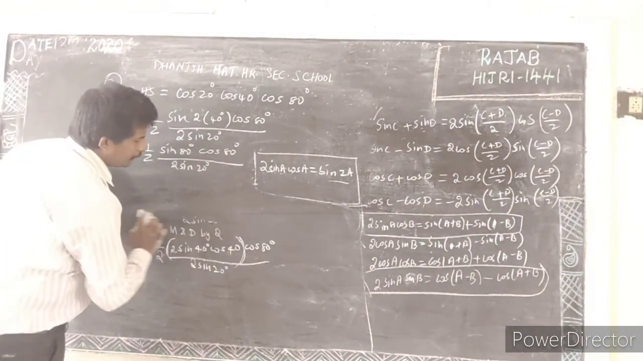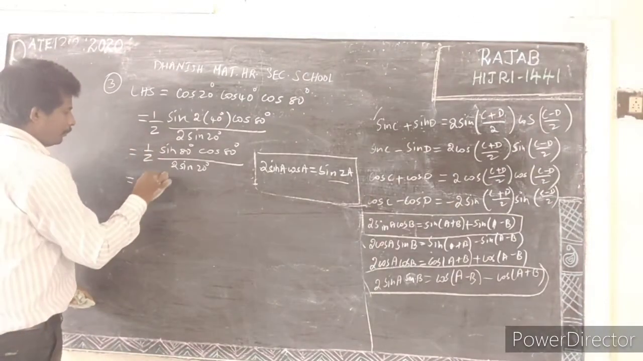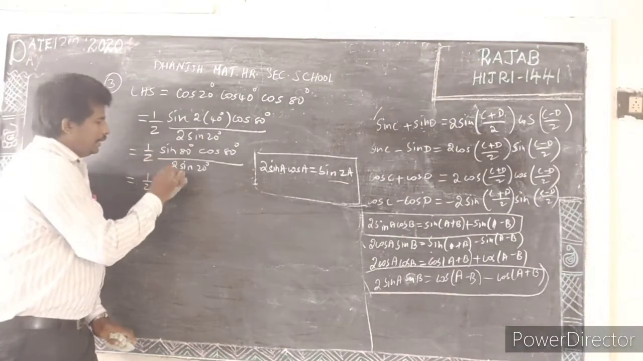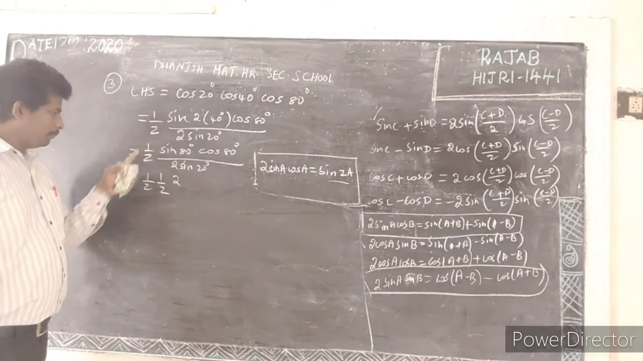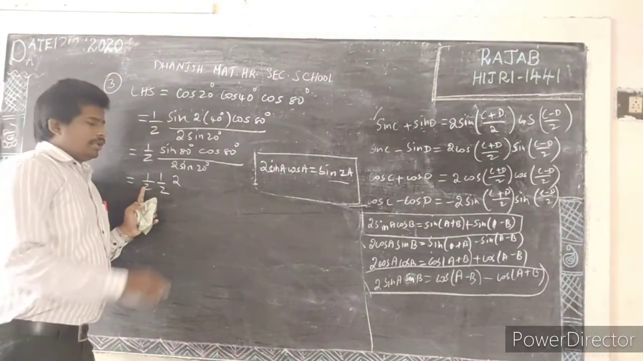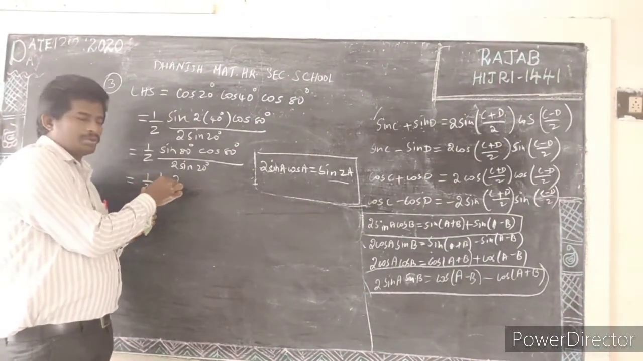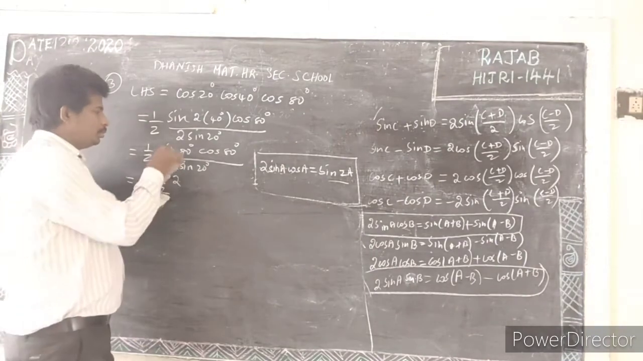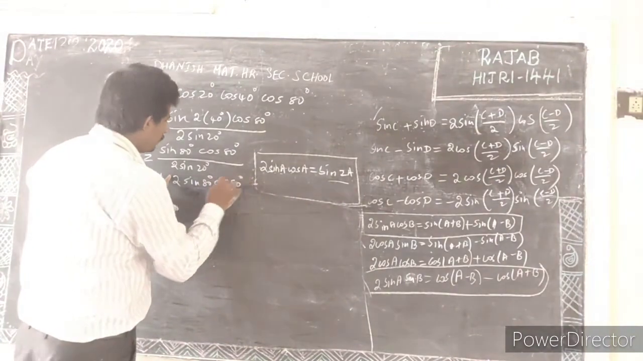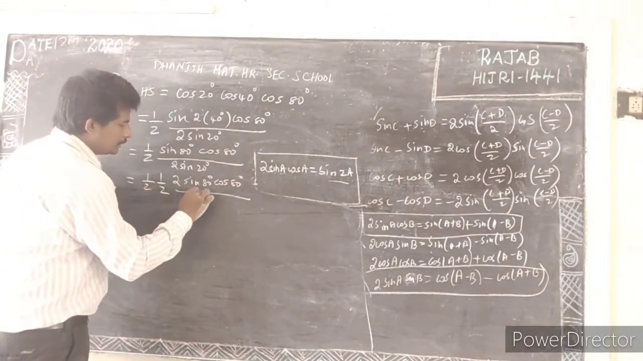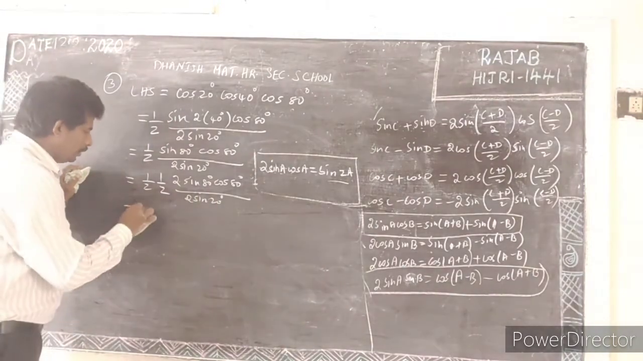Again I am going to do the same thing. Multiply and divide by 2. So what will happen? 1 by 2, 1 by 2. Here we are having already 1 by 2, no? So 1 by 2. Here also I am going to do the same thing, multiply and divide by 2. So we will have one more 1 by 2 into 2 sin 80 degree cos 80 degree by 2 sin 20 degree. Then this is equal to 1 by 2.